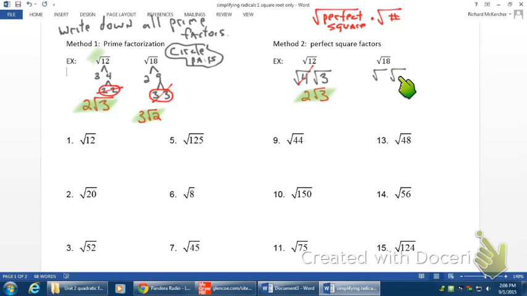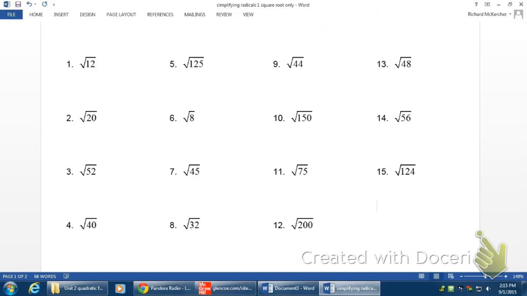I jumped the gun a little bit there, but 18, what's the perfect square that goes into 18? Well, it's going to be 9 and 2. 9 times 2. Now 2 is not perfect, but 9 is. 9 was the perfect square. So the square root of 9 is 3. So it's 3 square root 2.